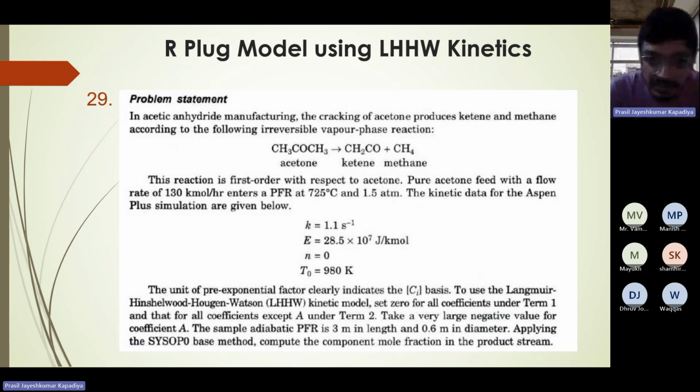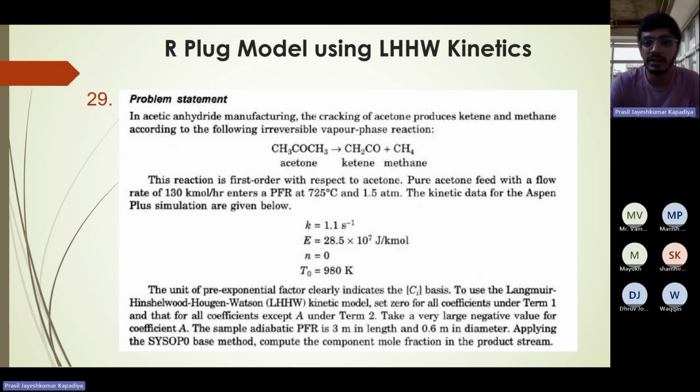So let's take the example of production of ketene. I will just read out the problem. In an acetic anhydride manufacturing unit, the cracking of acetone produces ketene and methane according to the following irreversible vapor phase reaction. So in this first line, we are told the reaction is irreversible and it is a vapor phase reaction. This reaction is first order with respect to acetone, so the order of reaction is also given.